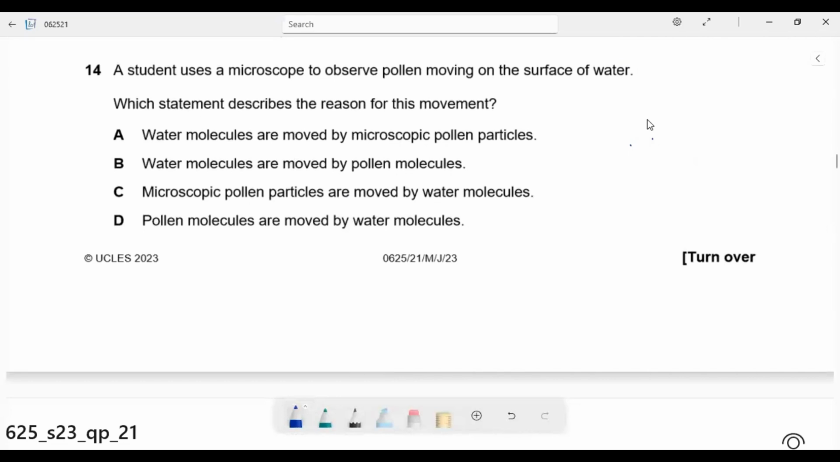Next, a student uses a microscope to observe pollen moving on the surface of water. Which statement describes the reason for this movement? So these microscopic pollen particles are moved by the water molecules. This motion can be called Brownian motion.